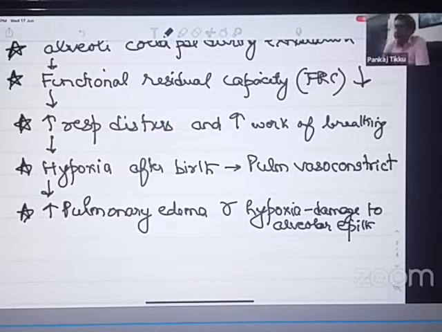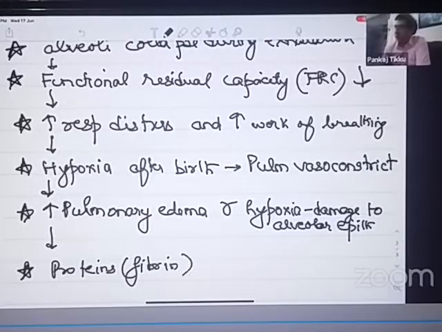And as a result of which, the proteins such as fibrin will enter into the alveolar epithelium.